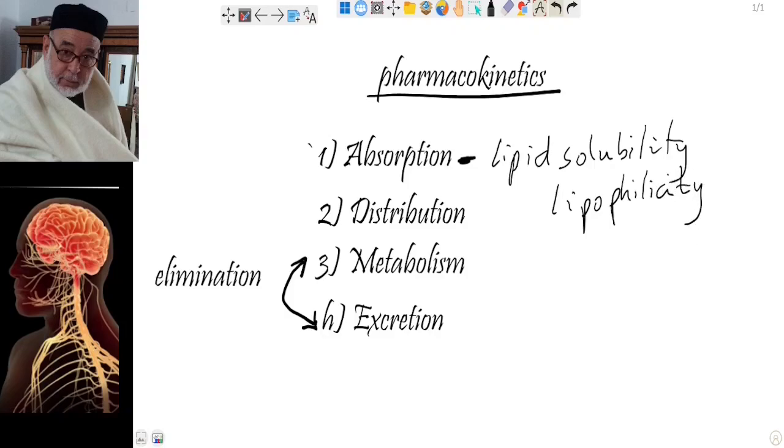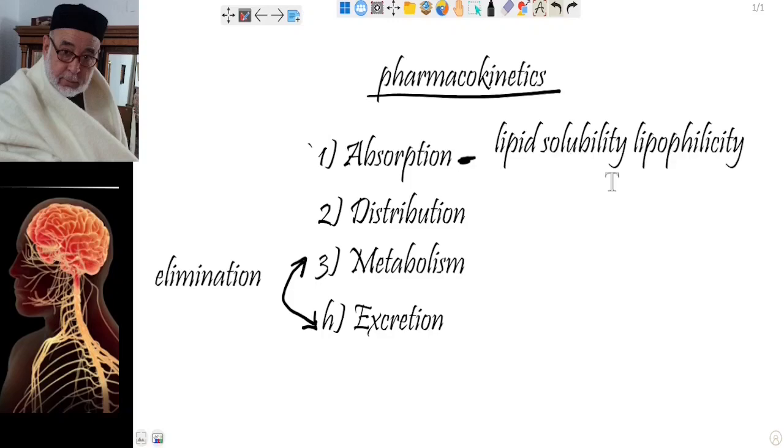Lipophilicity. The higher the lipid solubility, the higher the lipophilicity, and therefore the higher the rate of absorption. For example, diazepam has a high lipid solubility, and therefore it is rapidly absorbed. Once the benzodiazepine is absorbed, it will be distributed to different body organs. The degree of distribution as well will depend on the lipid solubility. The higher the lipid solubility, the higher the degree of distribution, and the faster the rate it enters the brain.